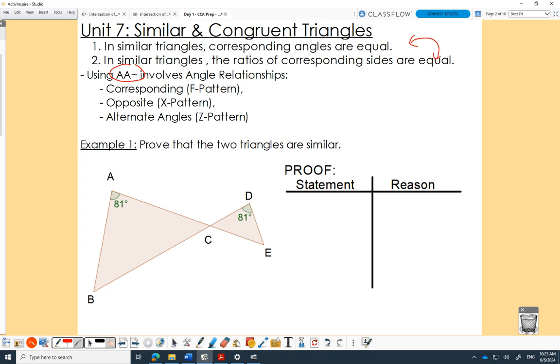Most questions use either the F pattern, the X pattern, or the Z pattern. Some of you labeled these wrong. You used corresponding, but called it opposite. Or you used opposite, but called it given, or something like that. So don't be too upset about that. You might consider that nitpicky when I took marks off when you used the wrong word there, but I was trying to draw your attention to the words.